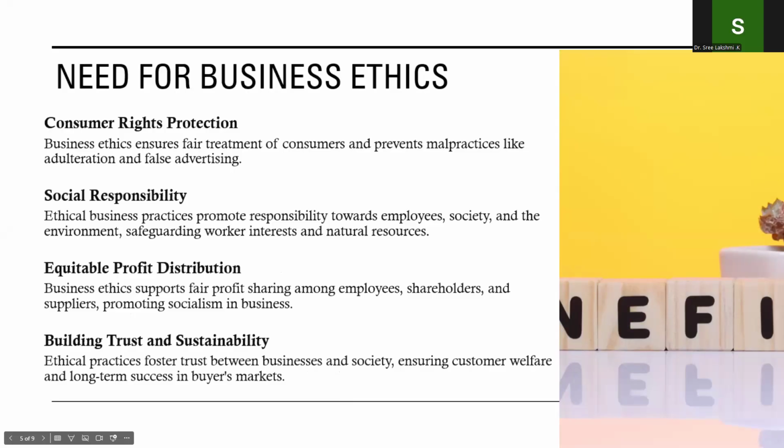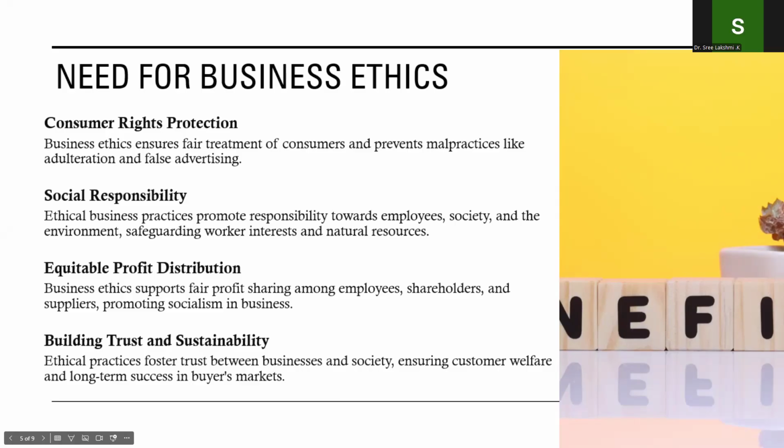Let's move on to understand the nature of business ethics. Consumer rights protection: business ethics ensures fair treatment of consumers and prevents any type of malpractice such as adulteration or false advertising. Social responsibility: ethical business practices promote responsibility towards employees, society, and the environment, safeguarding the workers' interests and protecting natural resources.